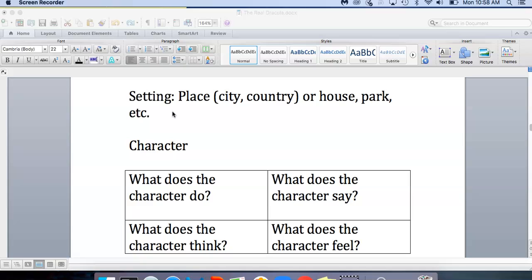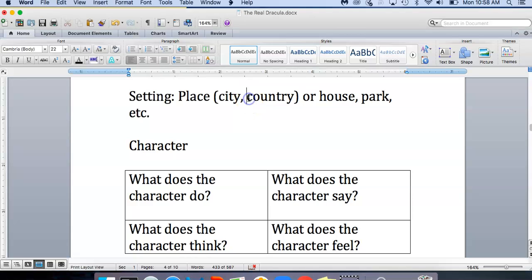As we've talked about before, because this is just a review, setting is a place like a city or country. For example, Arlington, Virginia, USA. Arlington is the city, Virginia is the state. We can include state here, and USA is the country.